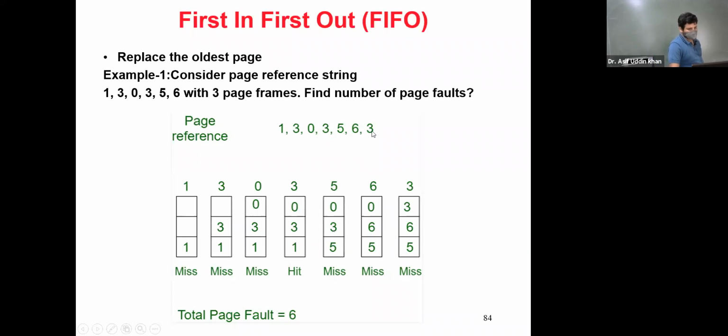The next is this 3. So 3 is required. Now check whether 3 is present or not. No, page number 3 is not present here. So you have to again bring the page number 3 from the hard disk and load it here, and you have to replace one page from here. So which page to replace? The oldest page. Now among these three, 0, 6 and 5, 0 is the oldest page, so replace the page number 0. So by replacing this, we write here 3.